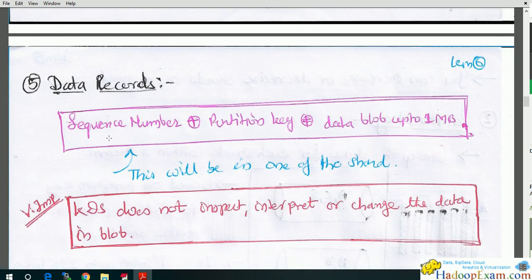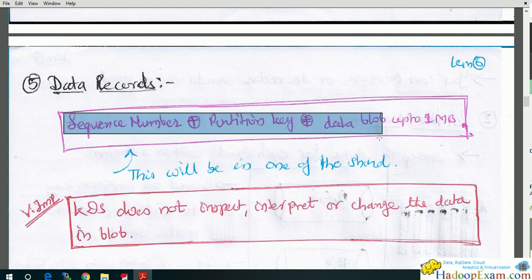So a data record is sequence number plus partition key plus your data blob. This is the actual value, up to 1 MB. So all three combined can be 1 MB. That is what you have to remember. This combined size includes the partition key in the 1 MB. Your data record would go in one of the shards.